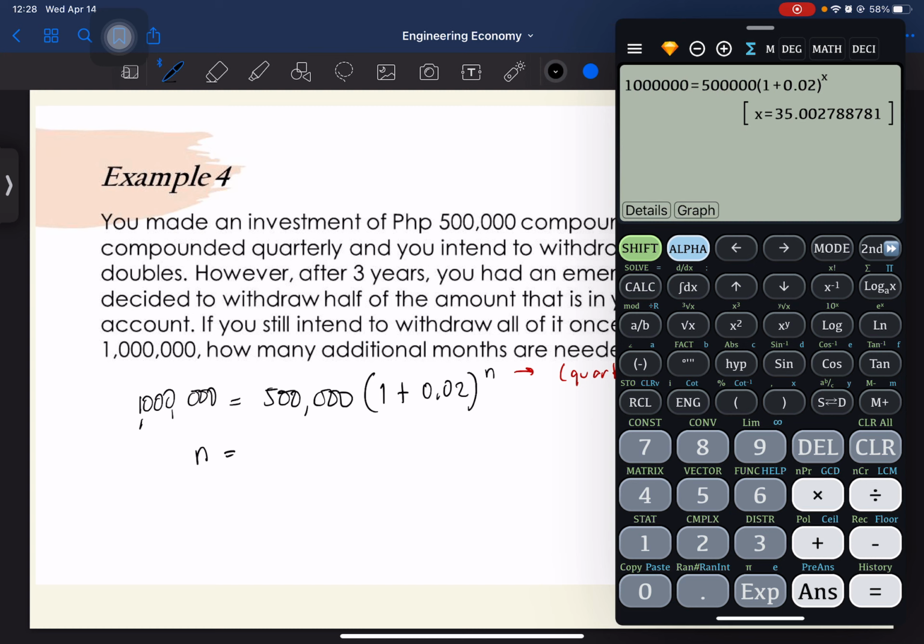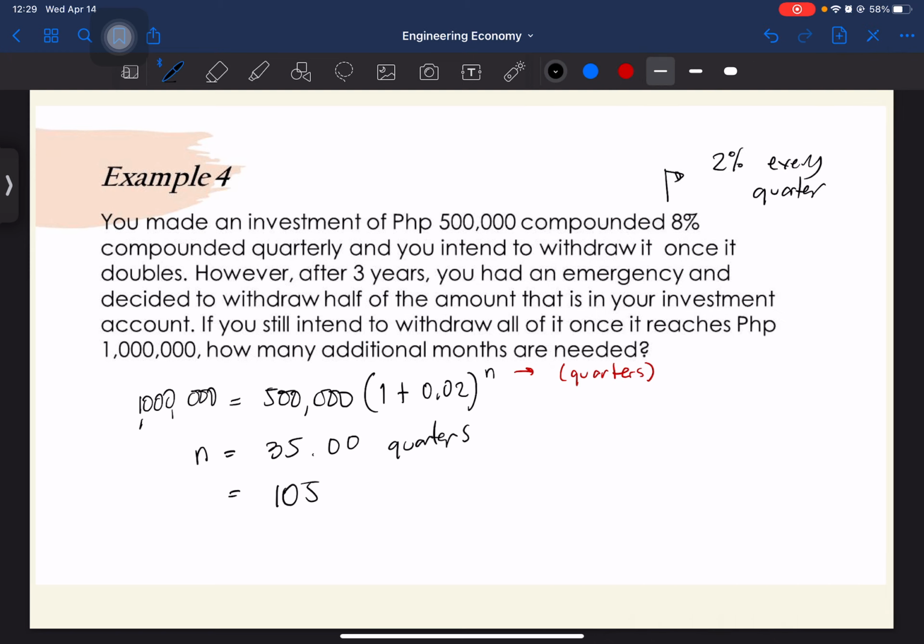Yan, 35 quarters. 35.00 quarters. Ilang months yun? Syempre, 1 quarter is ilan? 3 months. Tama ba? 3 months yun. Pag sinabing quarter, hinati yung isang taon sa 4. So, isang quarter is 3 months. So, 35 times 3. So, you have 105 months. Okay, 105 months, ang original na target mo na pag-i-investan mo yan. Okay, ilan yun? Wala pang 10 taon yan.